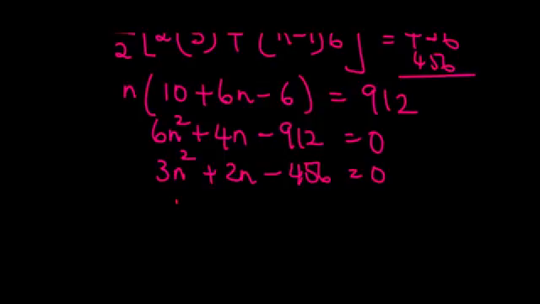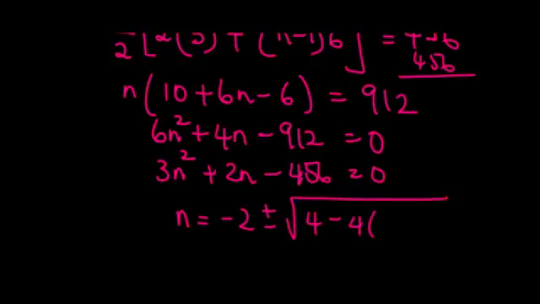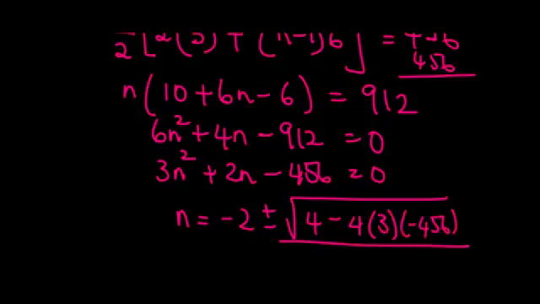This is also divisible by 3, but then I'm going to create a 2/3. Never mind, let's keep it like that. Actually, let's not try to find factors. Let's use the quadratic formula, to revise the quadratic formula. So n is equal to minus b plus or minus the square root of b squared minus 4a times 3 times minus 456, over 2a, which is 6.